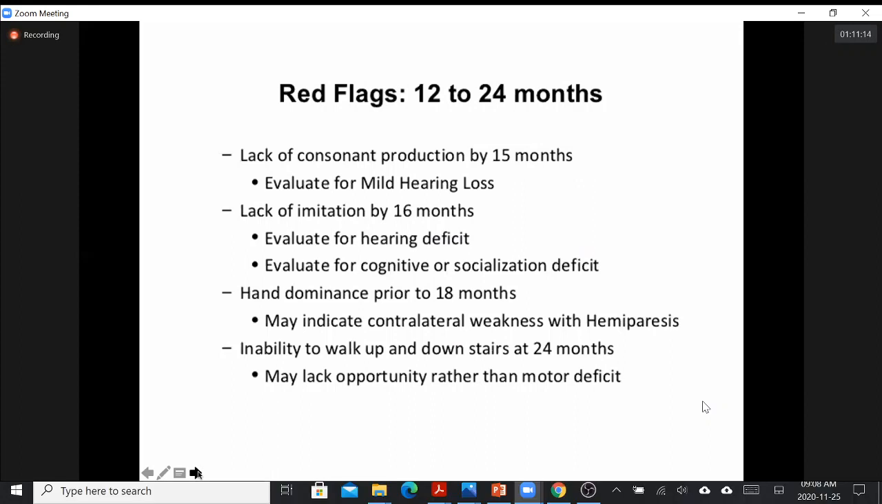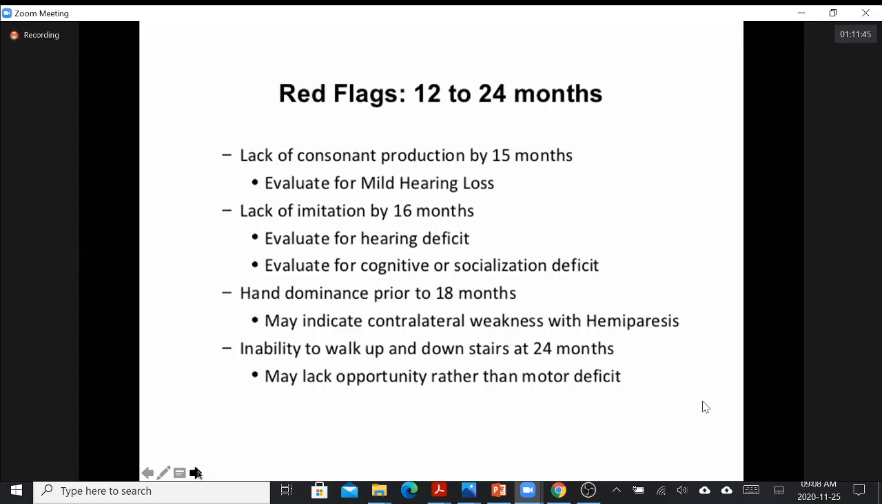Then if we think about the red flags at this age, right, lack of consonant production by 15 months, evaluation. If there is no consonant production, we have to look for mild hearing loss. So consonants and vowels, if you don't remember, right? Vowels are a, e. Those are the sounds that come when they are cooing. So after that come the consonants. Putting consonant and vowel together, the monosyllable babble comes, like ba, like that.